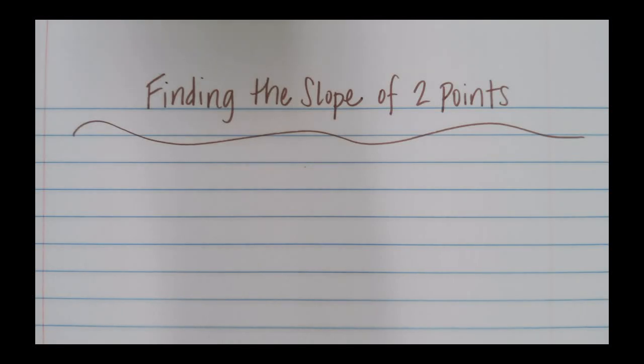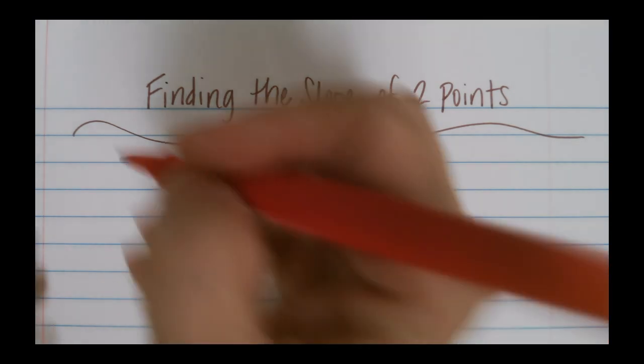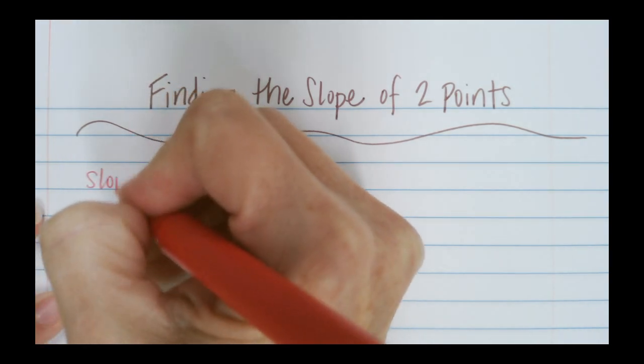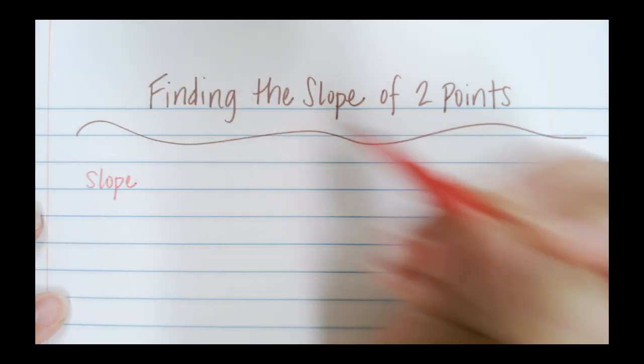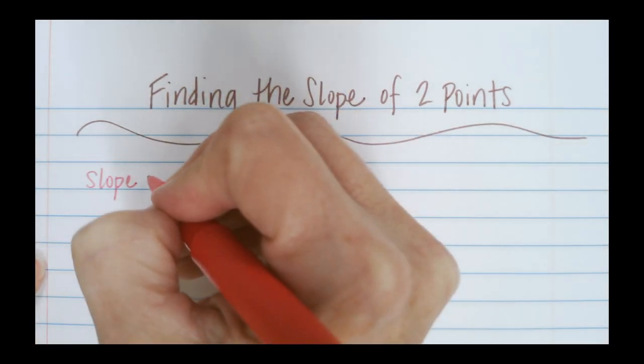All right, so in this video, I am going to show you how you can find the slope if you're given 2 points. So I'm talking about not using the graph. So just a little bit of recap, make sure that we're all okay. The slope is the steepness of a line.